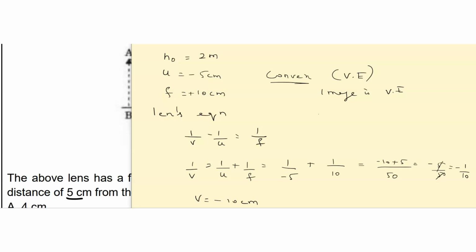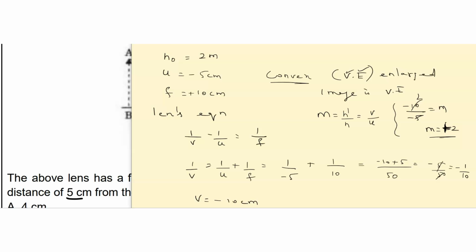Now let's find the magnification. M is equal to H prime by H, which is equal to V by U. What is V here? Negative 10. What is U? Negative 5. So your magnification will be positive 2. So M is positive 2. What does this mean? If it is positive, you are getting a virtual and erect image. And if M is greater than 1, it is definitely enlarged also. Yes, all these conditions are satisfied.